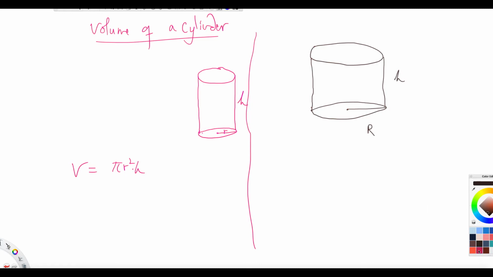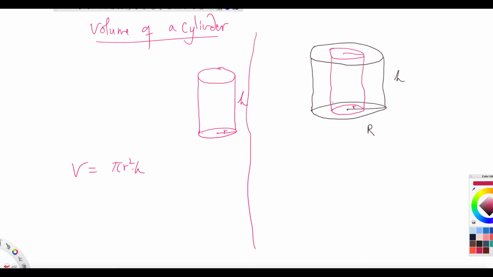Now I am putting a smaller cylinder inside the bigger cylinder, at the center. That's what it looks like. My drawing is not very good, but that's what it looks like. Now suppose the smaller cylinder has a radius of little r.